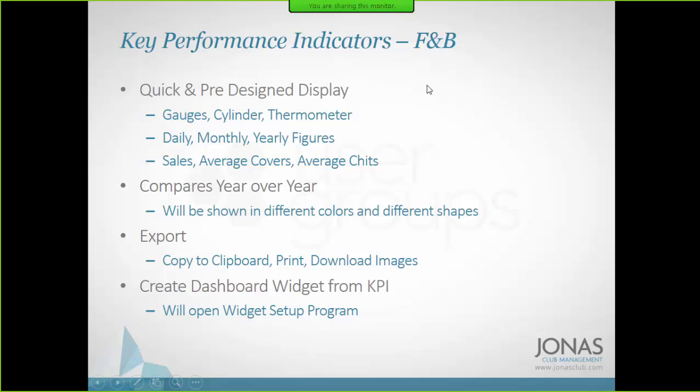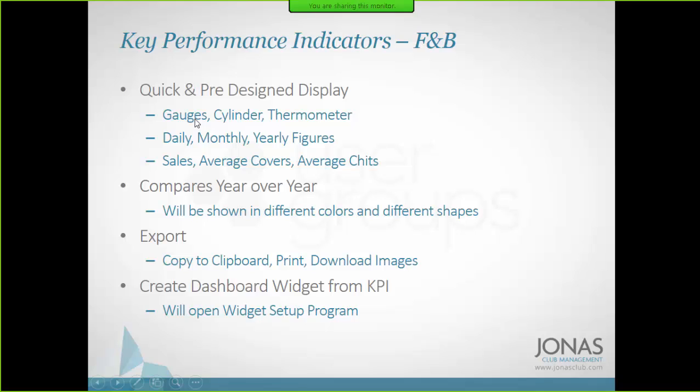The big difference between the two is the F&B report looks strictly at point of sale. As you see here, it'll give you sales, average per cover, and average per chit. The retail one will give you the sales, average per sale, and then average margin. It actually pulls from inventory. So if you're tracking your liquor in club inventory, you might also want to run the retail one to see margin analysis.